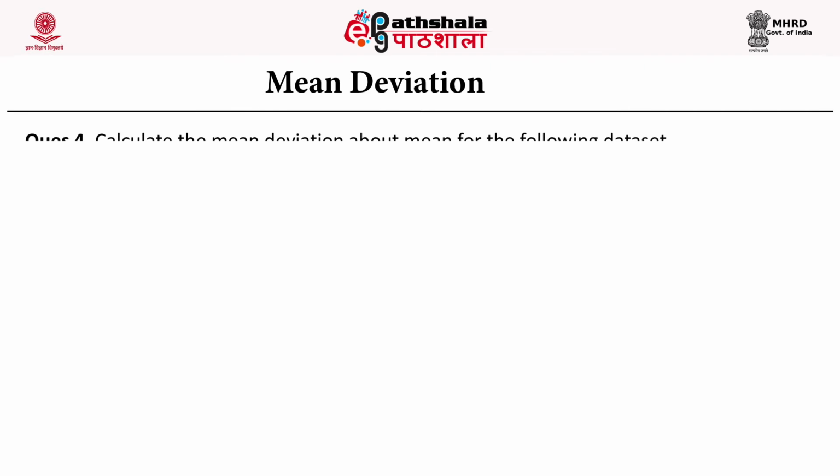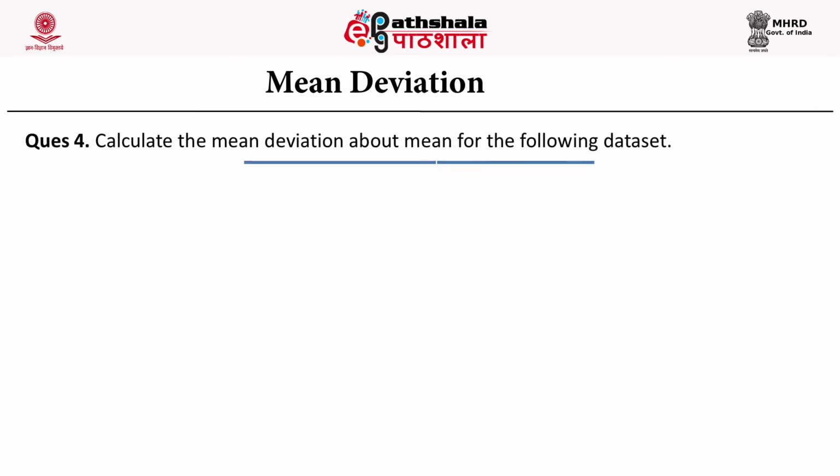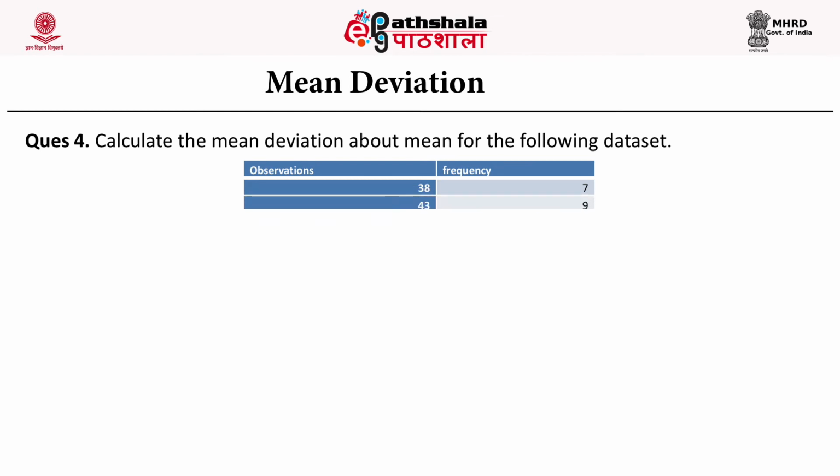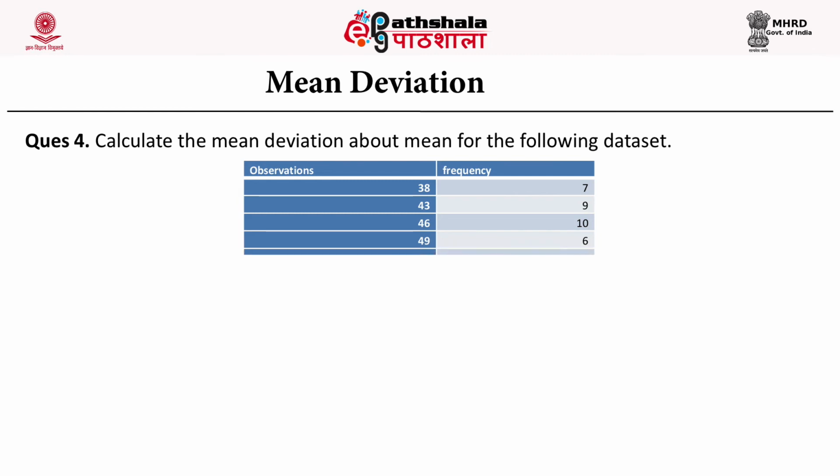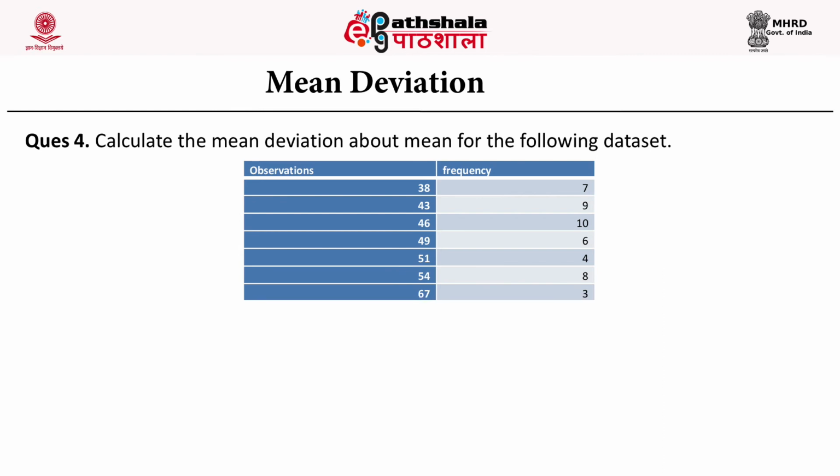So now if we have ungrouped frequency data, how can we evaluate the mean deviation? First compute the arithmetic mean of the data using the formula summation over fi xi upon N, where N is equal to the summation of fi. The values are shown in table 2.